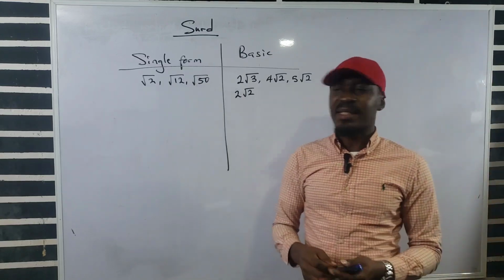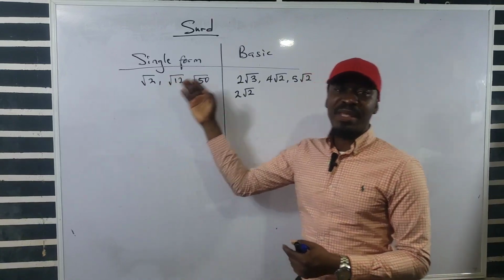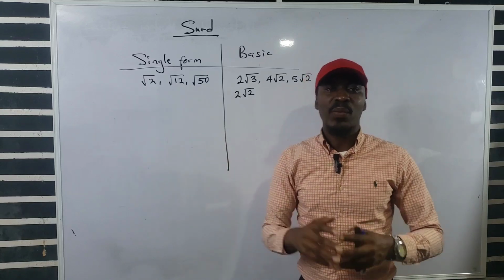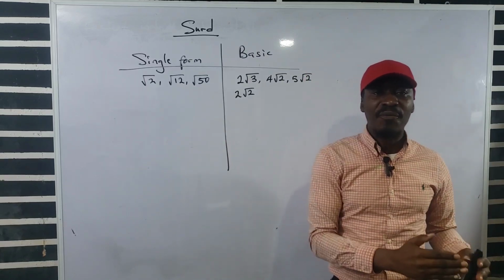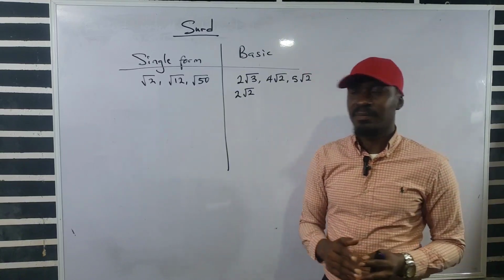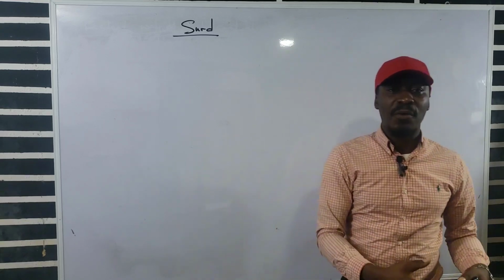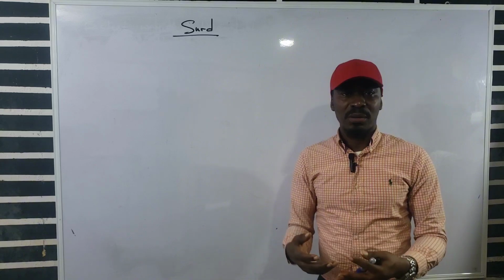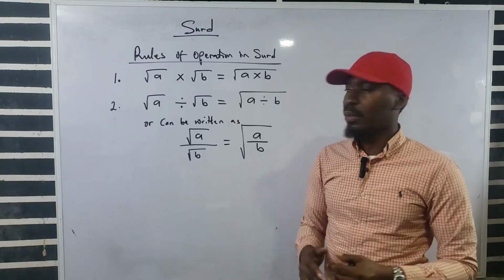Now the question is that can we move a sword from single form to basic form or from basic form to single form? Yes, we can do that. So let us explain how to move from single form to basic form, from basic form to single form. Before moving to single form and basic form, let us look at the rules guiding sword. So here are the two major rules guiding sword.